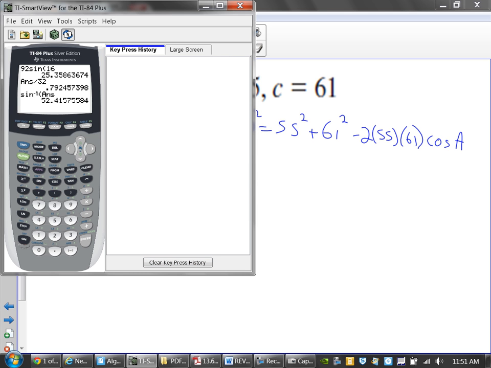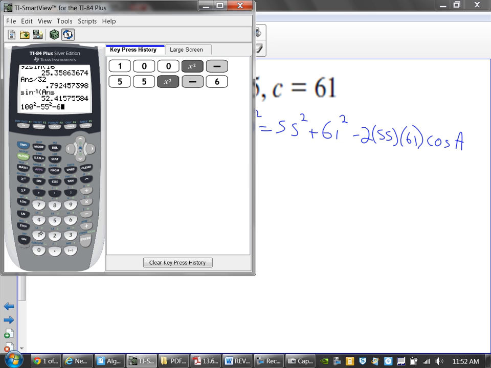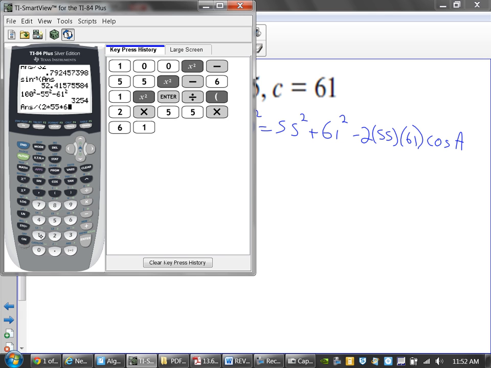I know that I have to subtract the 55 squared and the 61 squared. So I take 100 squared minus 55 squared minus 61 squared, and I get this. That equals negative 2 times 55 times 61 times the cosine. So I can divide this and just put parentheses, 2 times 55 times 61. Close the parentheses, hit enter. Oh, that's supposed to be negative, so I'm just going to multiply it by a negative real quick. So it's a negative value. Everybody see what I did there? I forgot to put the negative in, so I just multiplied it by a negative real fast in the calculator.